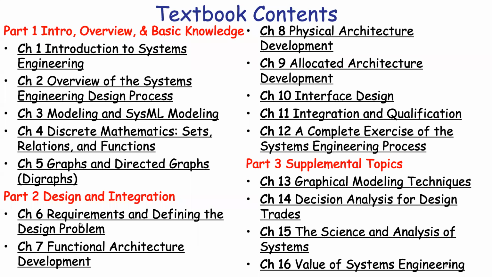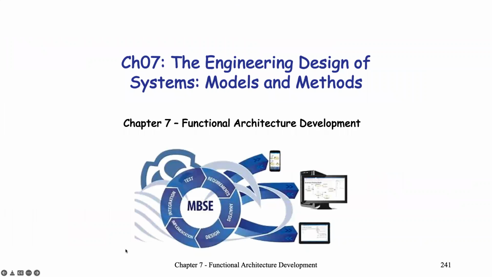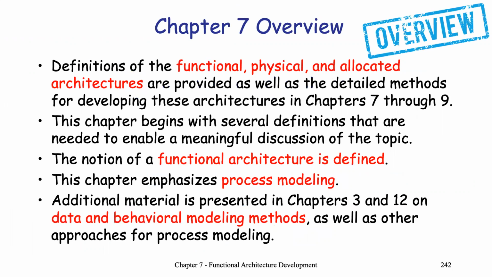First of all, getting into the design. So you need to have the requirements first, and then you can start to do the multi-step part of the architectural process. And so in this chapter, we're going to be talking about the functional architectural development. So for an overview of what is contained in the chapter, we'll be talking about the definition of a functional, physical, and allocated architecture.